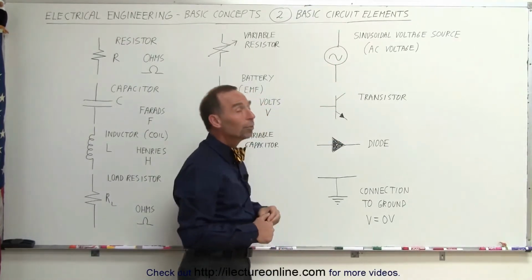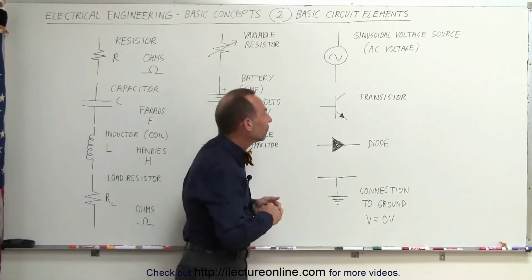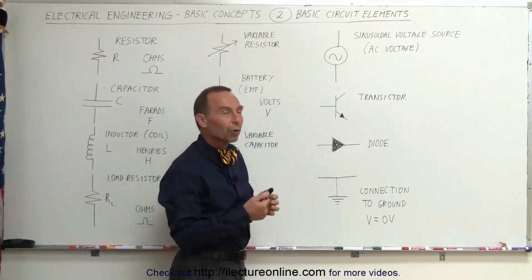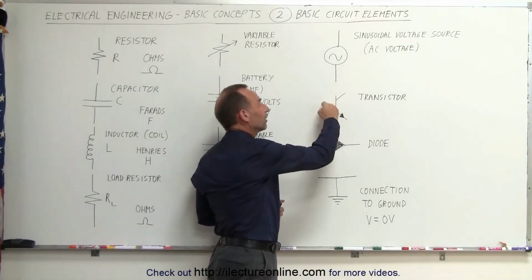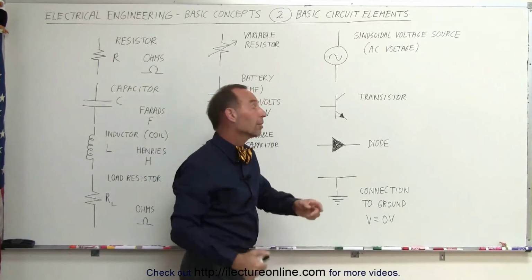We also will be dealing with certain solid-state devices. A transistor is one of the simplest form of solid-state devices. We have a current coming in, another controlling current that determines how much current will come out of the device.